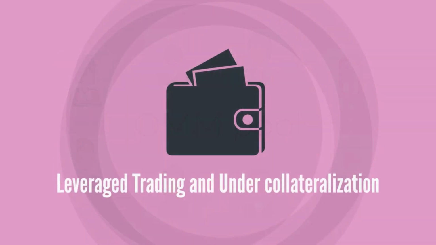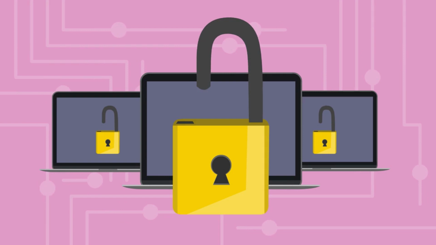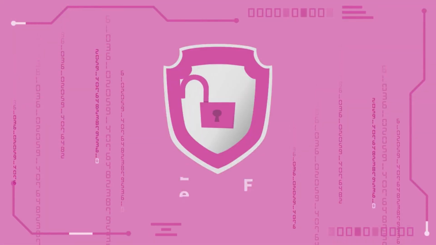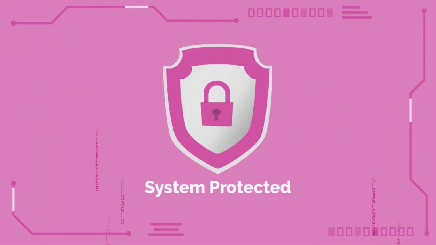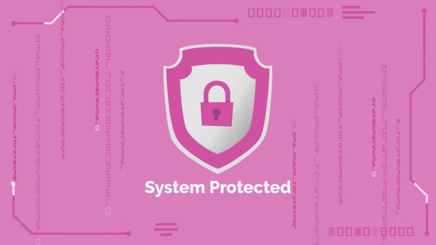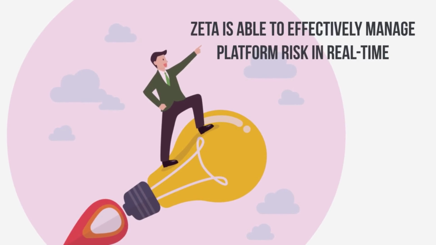Leverage trading and under-collateralization. To facilitate under-collateralized trading and prevent platform over-bankruptcy, we introduce a liquidation engine to automatically flatten risky positions when market conditions demand it. With Solana's real-time block updates, ZETA is able to effectively manage platform risk in real time, allowing for leveraged trading.